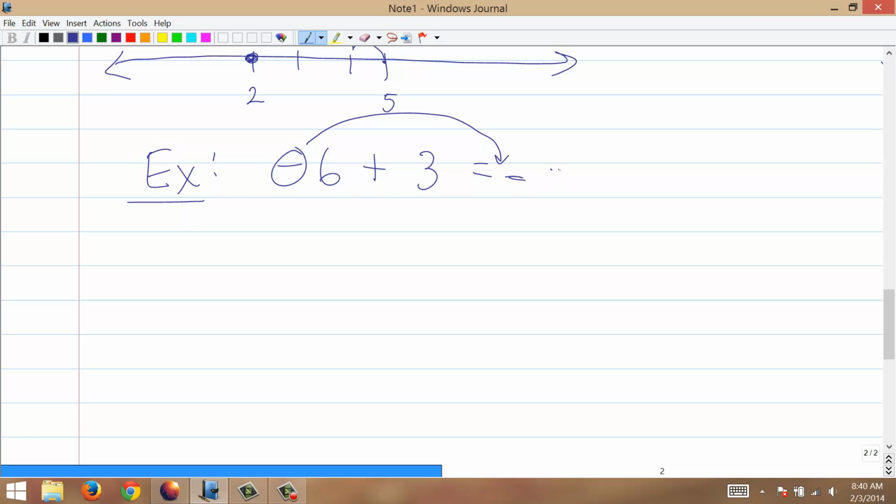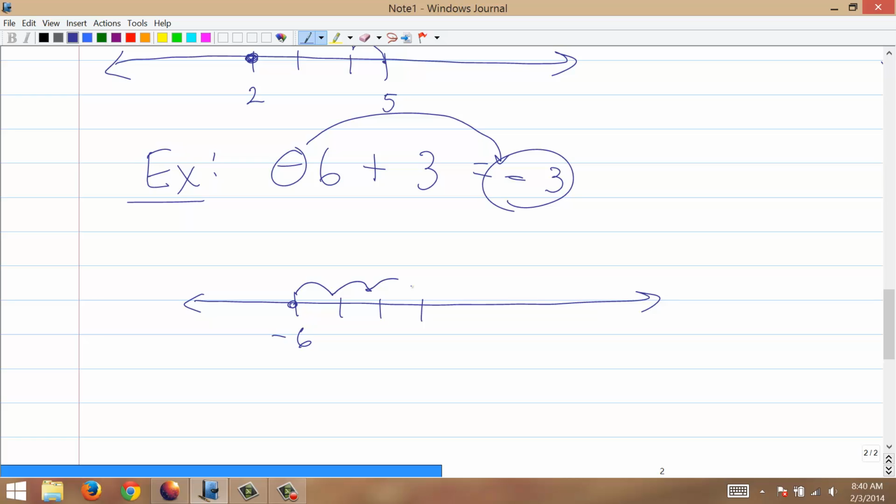Or again, to see this on the number line, if we're starting at -6, and then adding 3, that means we want to go to the right on the number line. So moving to the right, we go 1, 2, 3. And there's -5, -4. And lo and behold, we end right at -3.